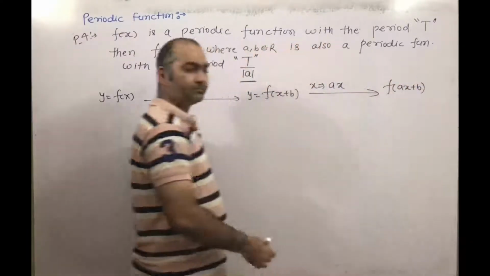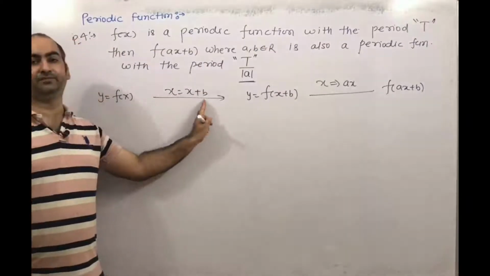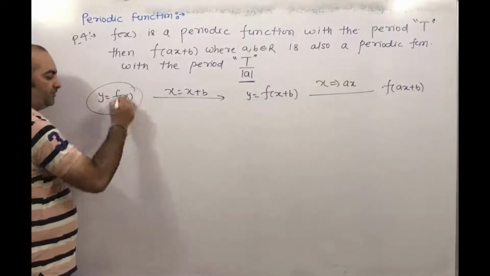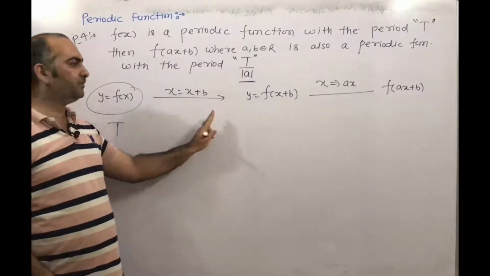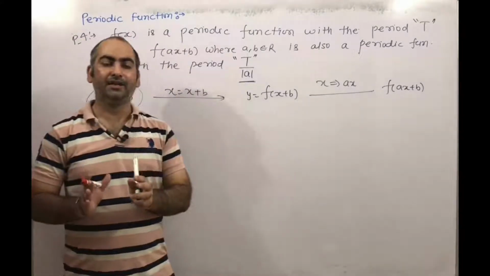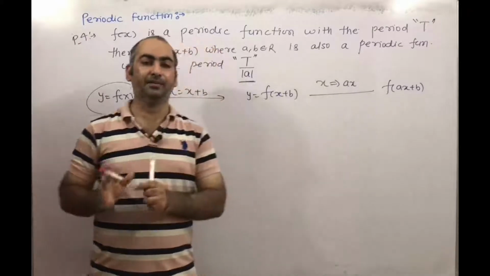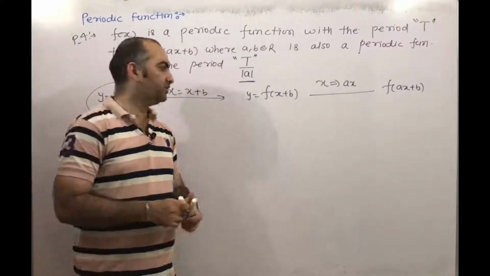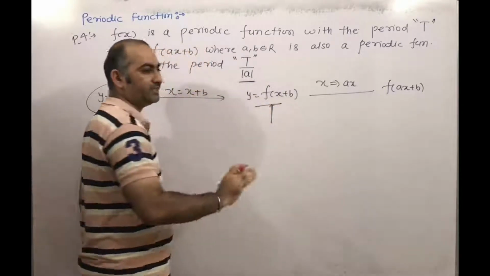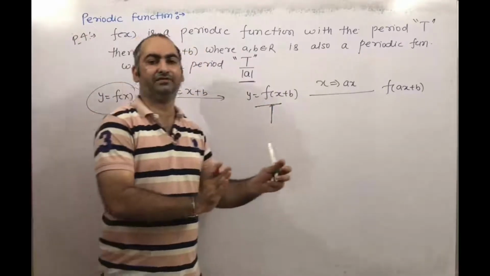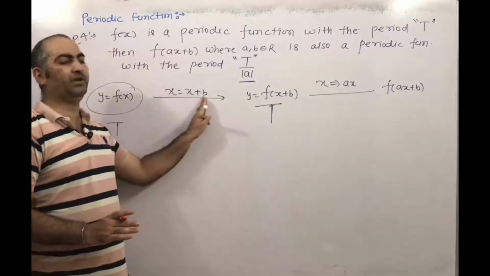This will come. Here we are replacing x with x plus b, and y equals f(x) is a periodic function with period T. Then what will happen in the graph? Either it will shift left or right, but the cycle will not change. So the period will also be T only, because there is no change in the cycle. Only the graph will shift left or right according to the b value.